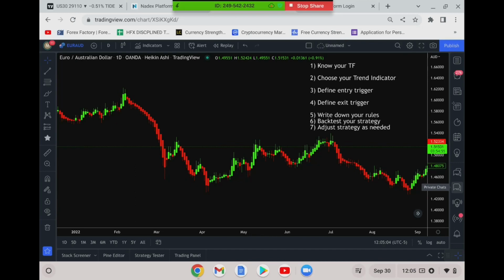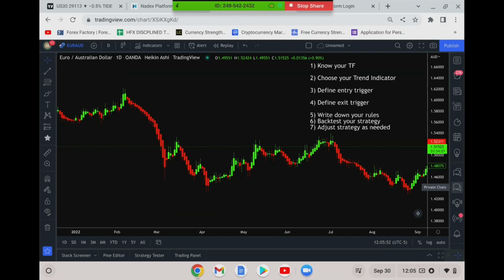All right, you guys, so we are here on the daily time frame for EUR AUD, and we're going to be going over the 7 easy steps that it takes in order to create your own trading strategy. So step 1 is going to be to know your time frame. So typically what I like to do, you guys, is start on the higher time frames, the daily, the 4-hour, just to get an idea of what the overall trend of the market is, you know, what the big move of the market is going to be.